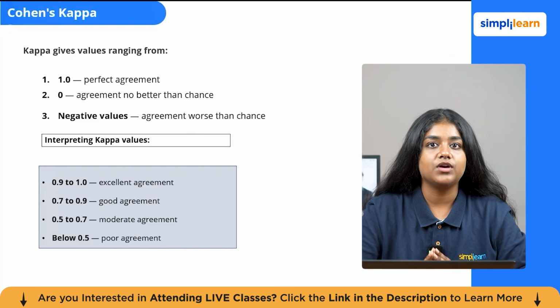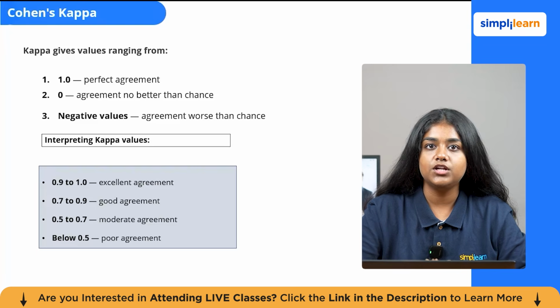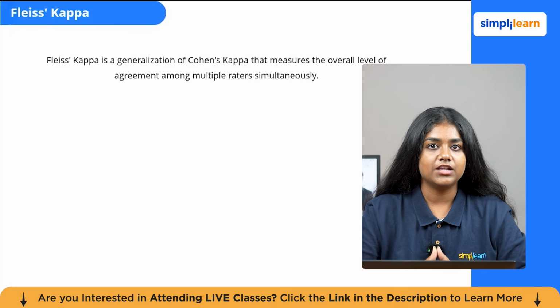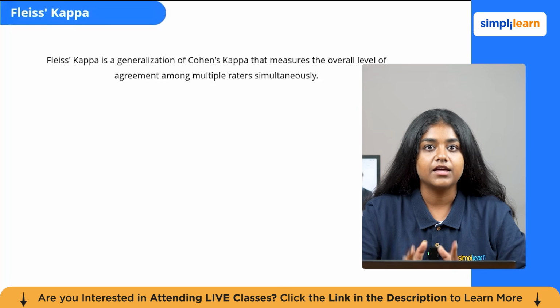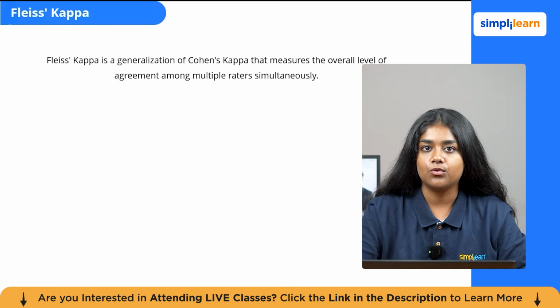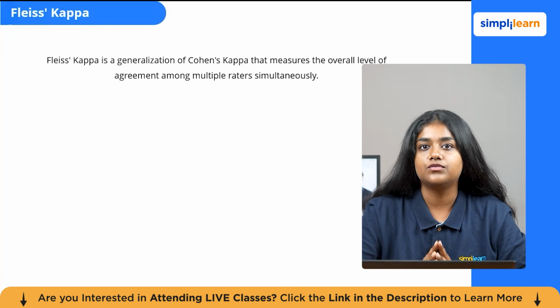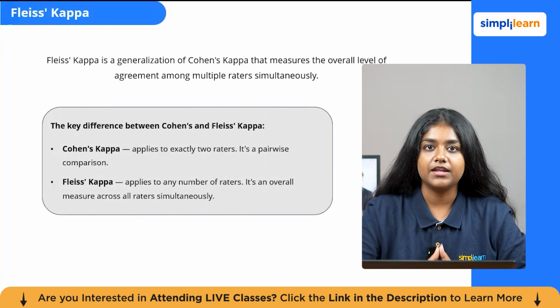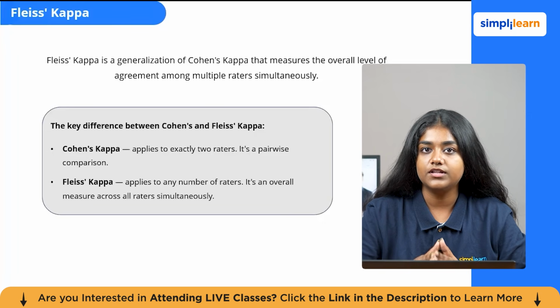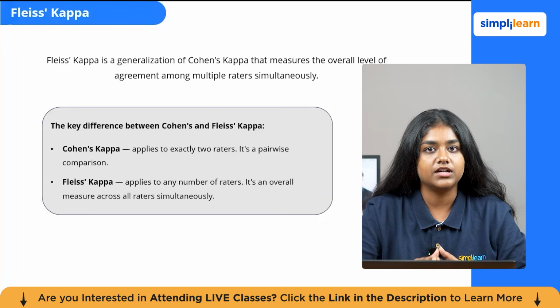Cohen's Kappa is used when you have exactly 2 appraisers. For more than 2, you need Fleiss' Kappa. When you're evaluating agreement among 3 or more appraisers, Cohen's Kappa doesn't directly apply. This is where Fleiss' Kappa comes in. Fleiss' Kappa is a generalization of Cohen's Kappa that measures the overall level of agreement among multiple raters simultaneously. So instead of comparing pairs of raters, Fleiss' Kappa looks at the distribution of ratings across all the raters and calculates a single overall agreement statistic.